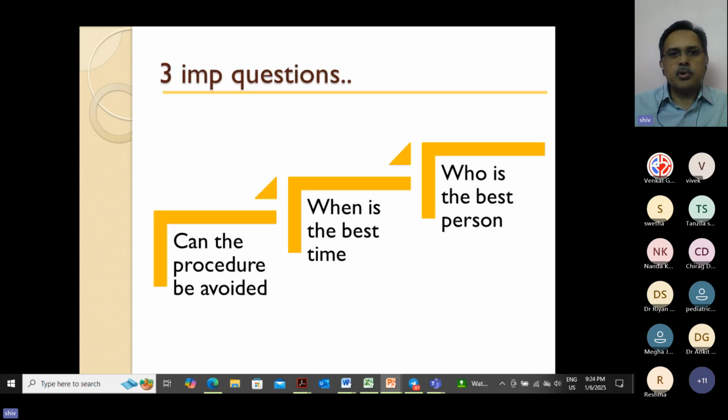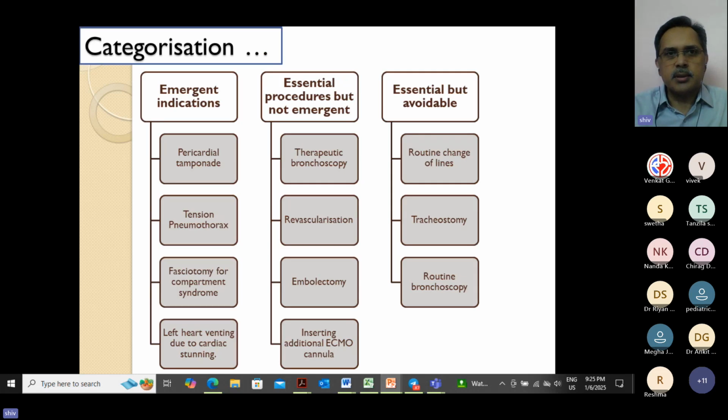So we need to ask 3 important questions when we plan procedures. Question number 1 is, can the procedure be avoided? Second is, when is the best time to do the procedure and who is the best person? So these are very important questions that need to be answered before we plan the procedure.